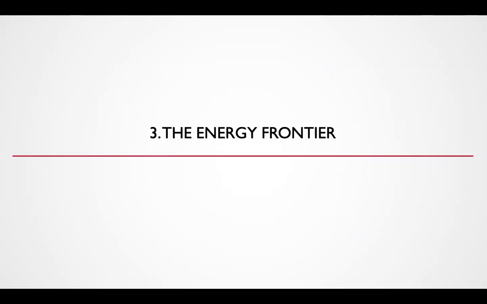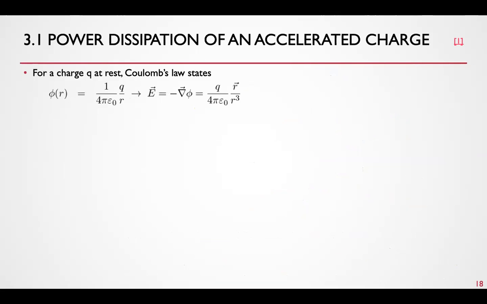Because, what's the time? Now we hit the energy frontier. And we have to do our first calculation. Let me briefly walk you through the calculation, and then I will do it. We are now going to calculate the power dissipation of an accelerated charge. That means we put a charge in the vacuum, a single particle with charge Q.